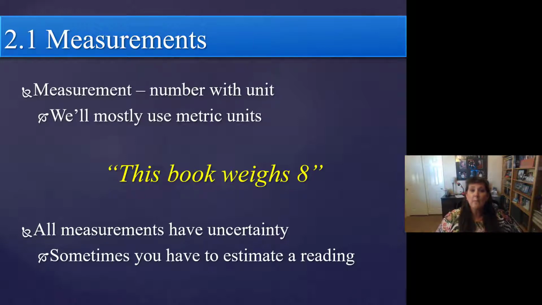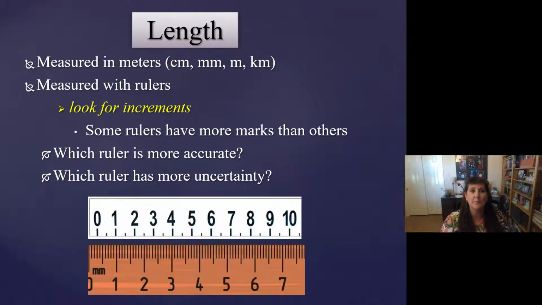A measurement is a number with a unit. We're mostly going to use metric units. Let's look at this example. This book weighs 8. You're missing something, aren't you? 8 kilograms, 8 pounds, 8 grams, 8 what? A unit is missing. Yeah, you need to know a unit. That's why it's a measurement. A weight or mass has a unit. So saying this book weighs 8 doesn't make any sense. All measurements have a little bit of uncertainty with them. Sometimes you have to estimate a reading, as you'll see in this chapter.